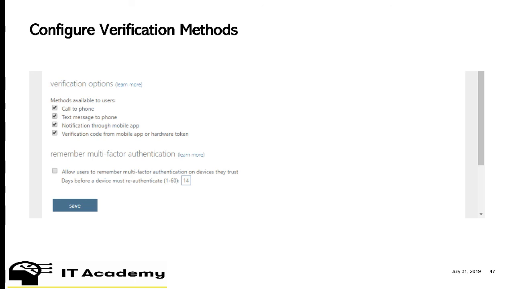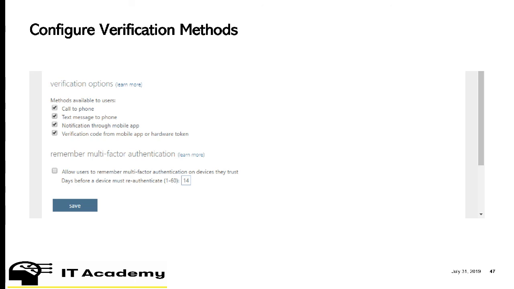Another option is to have a text message sent to their mobile phone. That's quite good because they're not necessarily having to have a smartphone. If they've got a legacy mobile phone, as long as it can accept an SMS message, we can send a one-time password to that phone.